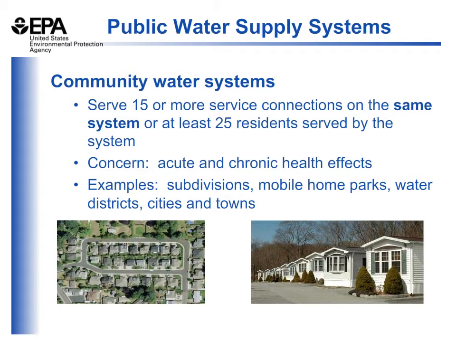And our concern for these systems are both the acute impacts of contaminants that may be within the drinking water that could harm people in the short term, as well as the long-term chronic health impacts from anything that may be in the drinking water supply. If people are drinking the water on a day-to-day basis, you have to look at both acute and chronic health effects.